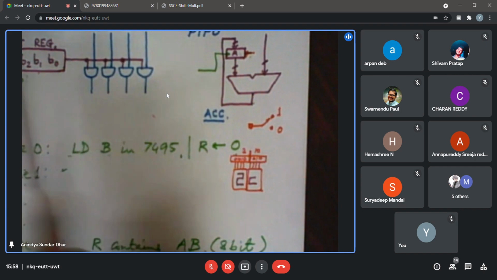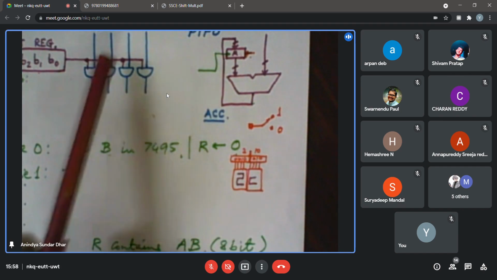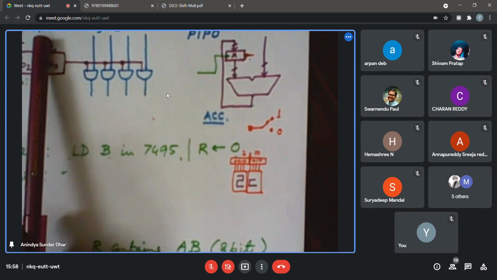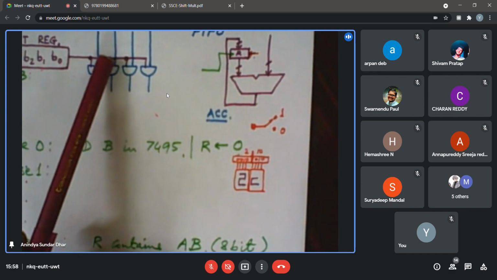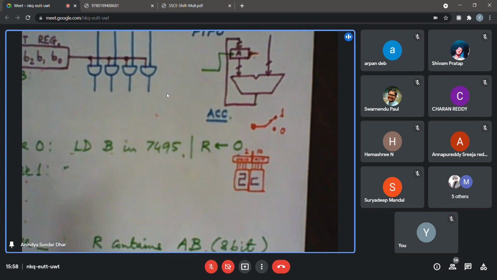Try the other way around. Exchange the operands and see whether you are still getting the same result. Try with the maximum one, F and F. FF will be how much? 225. So you can convert that into hex once again and see whether you are getting the required result or not.